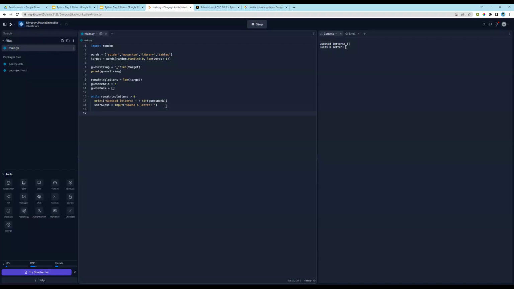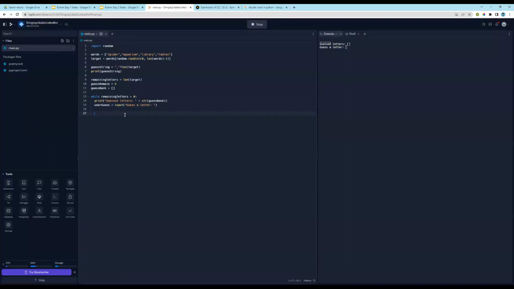So basically what we have to do here is check, first of all, when we get a letter in, whether they've guessed the letter already, right? Whenever we're given input, we also have to check whether that input is correct or not.